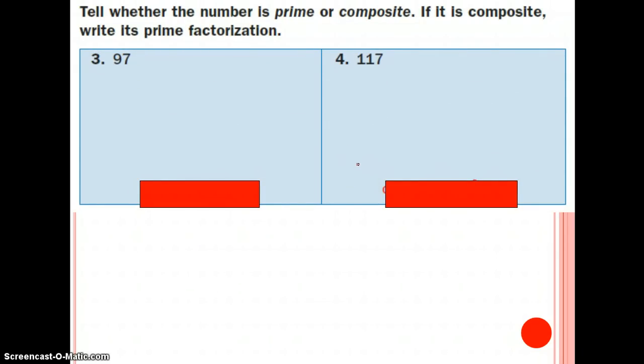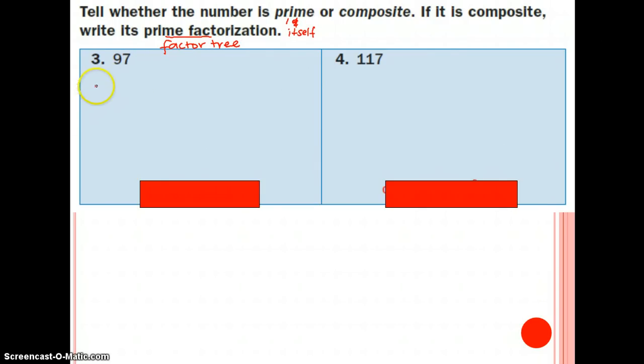Number 3 and 4, you're going to tell whether the number is prime or composite. Remember, prime has just 1 and itself as factors, where composite has more than that. If it is composite, you need to write the prime factorization. And to do that, we use a factor tree.